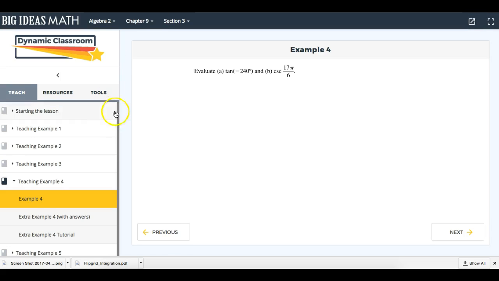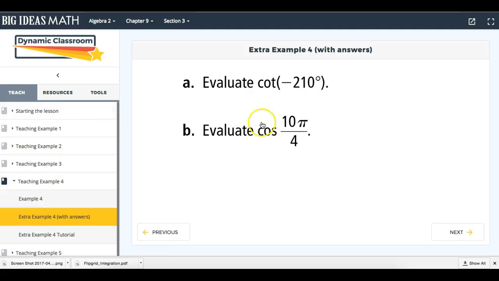The problem that I want you to do now is part B. Your answer is going to be in radians, but the process is the same. You're just finding it in radians instead of degrees. I want you to evaluate the cosine of 10 pi over 4 using the 3 steps that we just did. Make sure you write your answer with the right sign, either positive or negative. Use all 3 of the steps. You can go back and watch if you need a little more help.